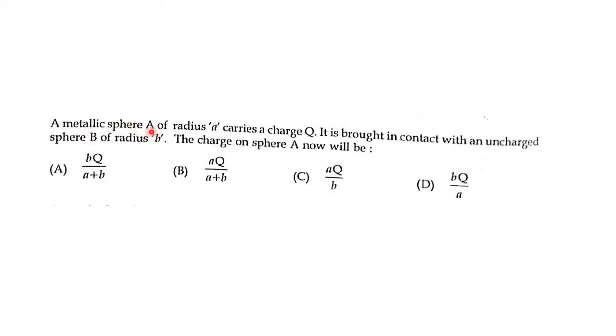A metallic sphere A of radius a carries a charge plus q. It is brought in contact with the uncharged sphere B of radius b. What will the charge on sphere A now be? This is the thing we are going to solve explicitly now. First, we need to picturize the problem.